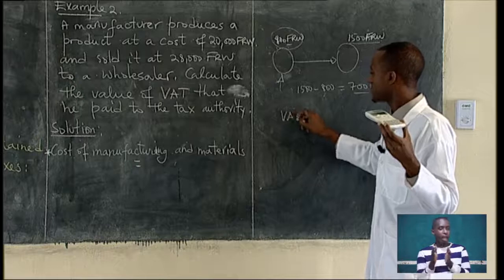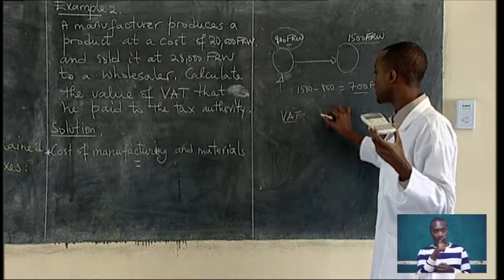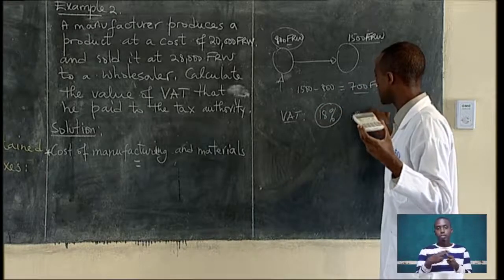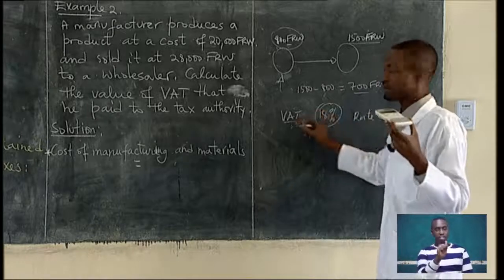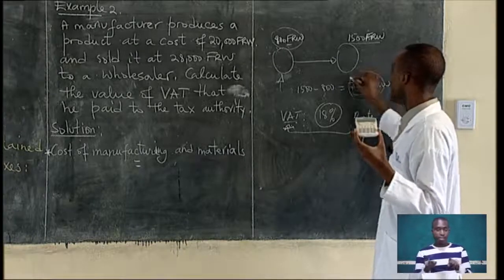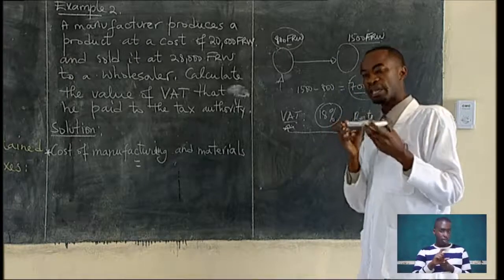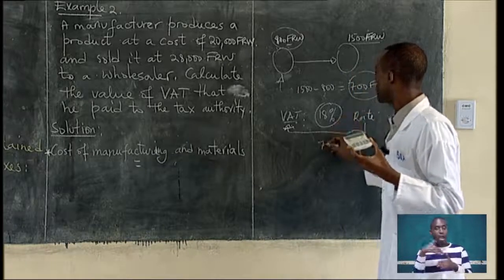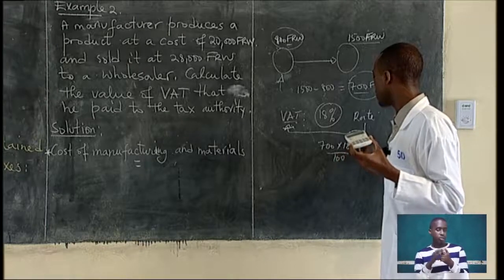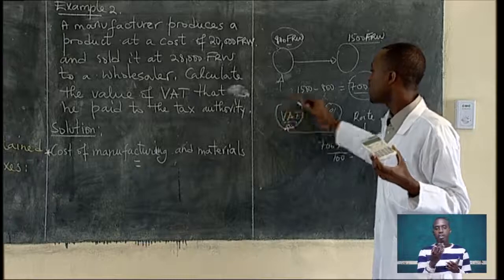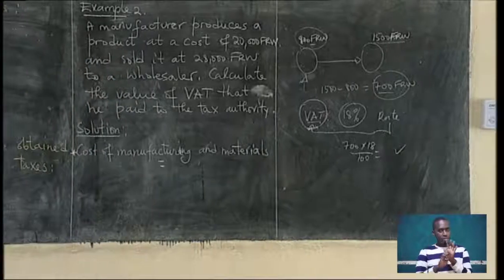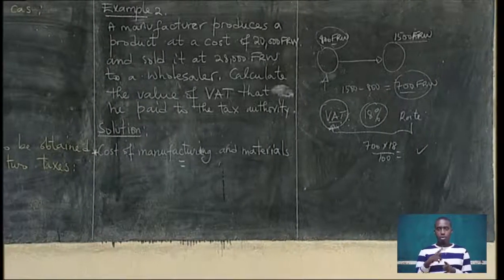And for VAT, in Rwanda the government charges 18%. This is what you call the rate of this VAT as a tax. So you take the money that was added to the value of that calculator, multiply it by the rate that you are supposed to pay on this VAT, and divide by 100, and you get the money that you have to pay for tax. This is just a simple example for you to understand value-added tax.